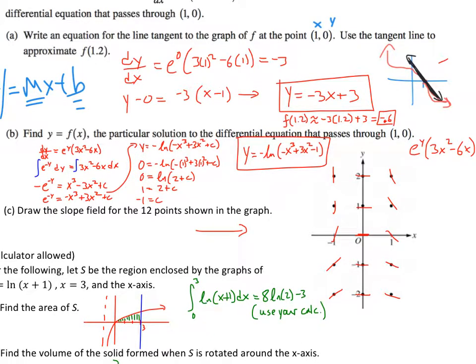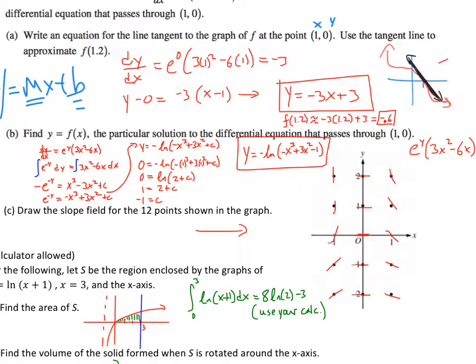And that c that we got from integrating is going to end up inside the log. That's important. That's inside. And so we know that it's going through (1, 0). So now we can plug in 1 for x and 0 for y and use that to solve for c. Now we know what c is. So we had plus c here, so we're going to put -1 in. That is our particular solution.